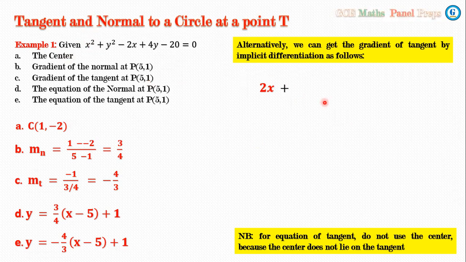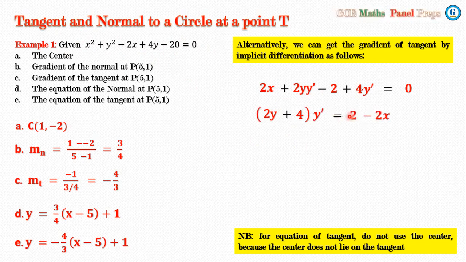When you differentiate x squared, you have 2x. Differentiate y squared, you have 2y dy/dx or 2y y prime. Differentiate minus 2x, you have minus 2. Differentiate plus 4y, you have 4 dy/dx or 4y prime. Differentiate minus 20, you have 0, it's a constant, so all of this is equal to 0. You now make y prime the subject of the formula. So we have 2y plus 4, that's factorizing, all of that y prime should be equal to 2 minus 2x. Now y prime or dy/dx will be equal to 2 minus 2x over 2y plus 4.